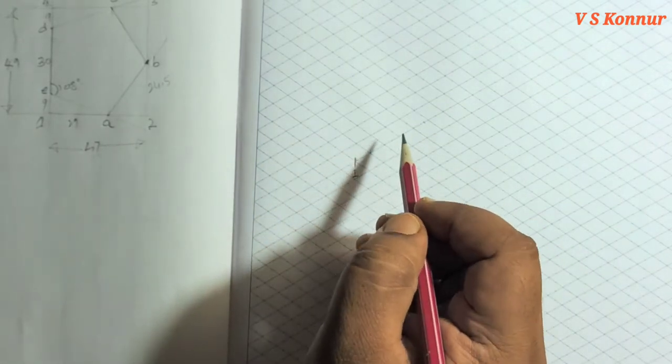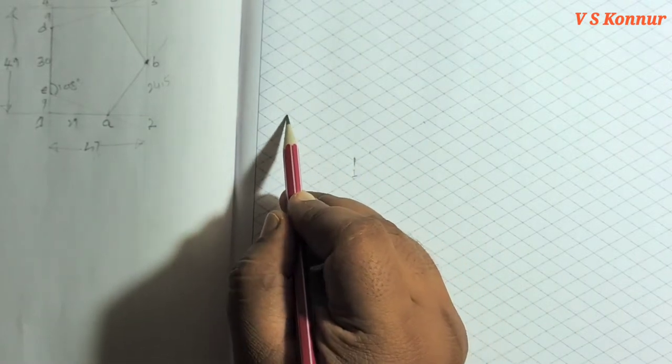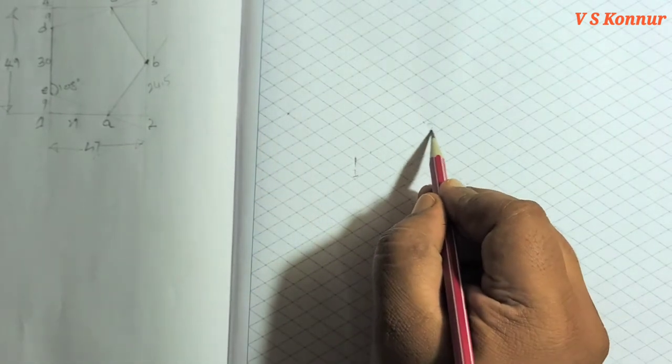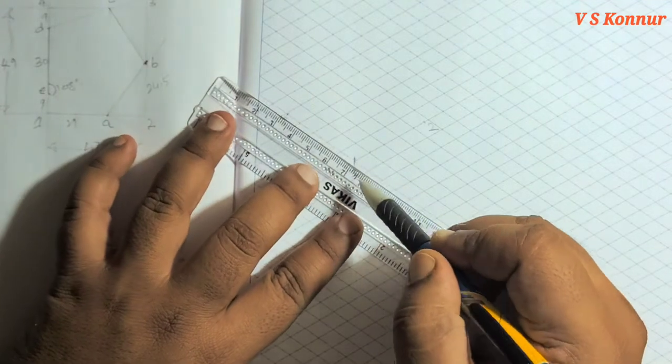Next it is 49, close to 50. From the same point, 1, 2, 3, 4, 5, close to 50. This is the first point. Now this is the second point, this is the fourth point. To get the third point, we have to draw the line. Now to get another point, third point, we'll just join these points.